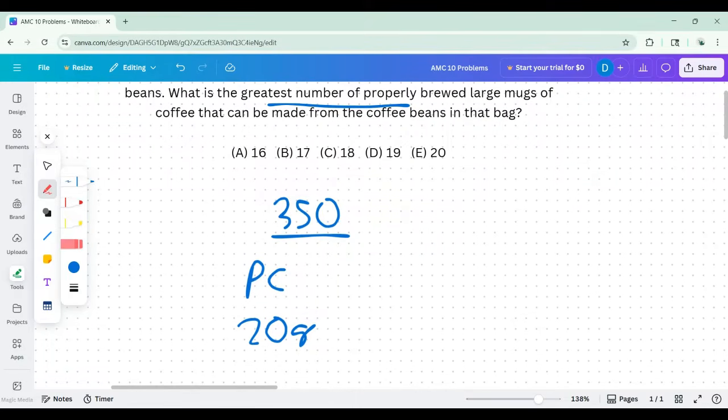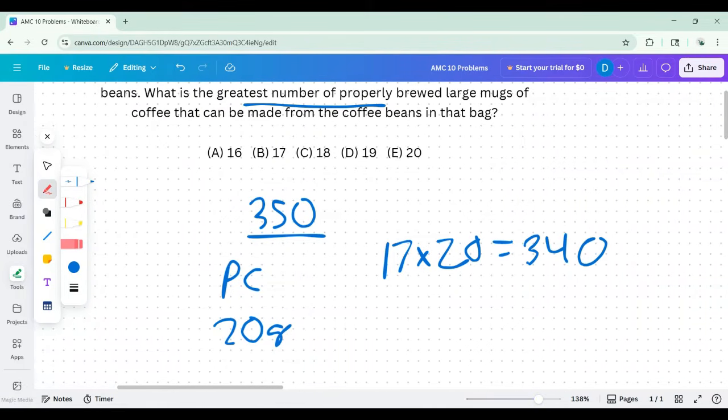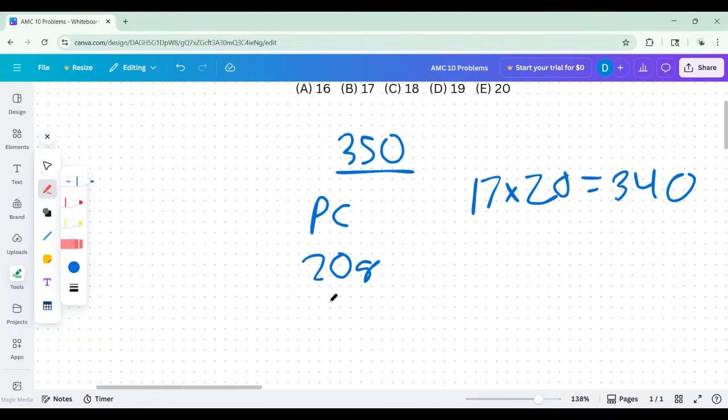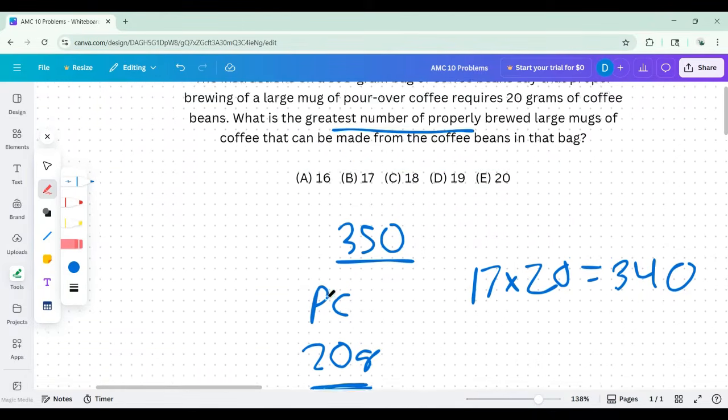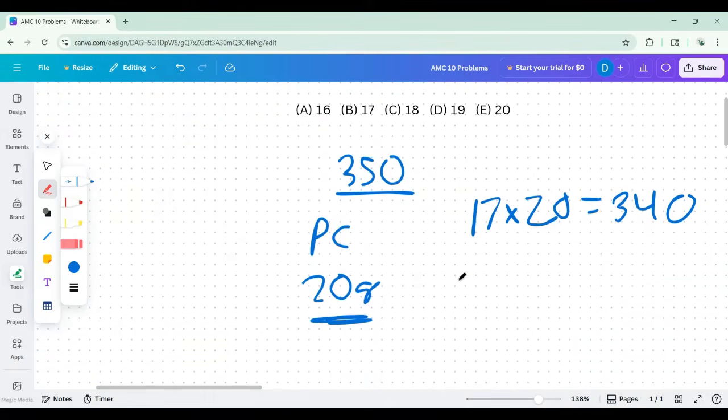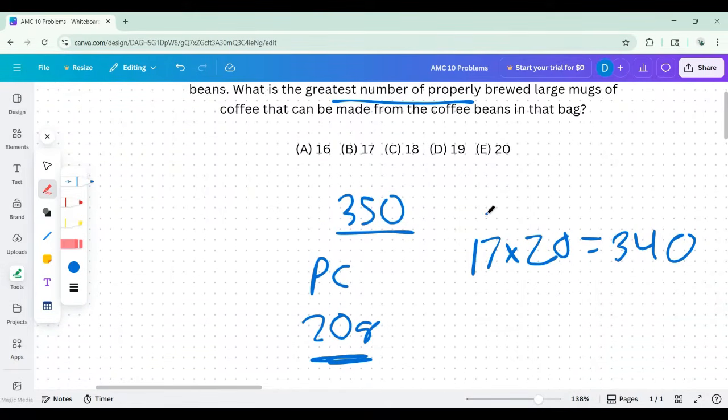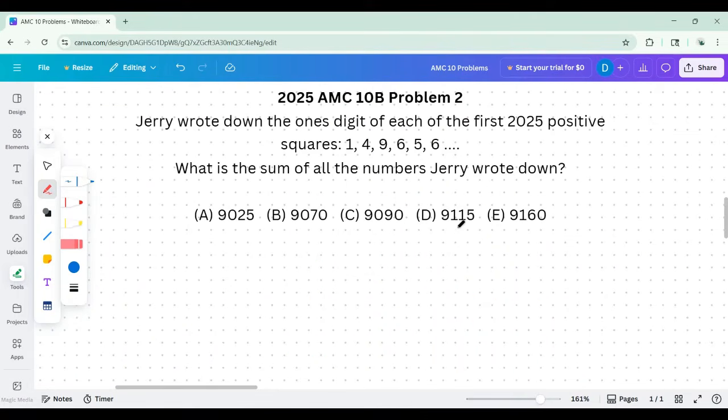So that just gives us 17 times 20 is equal to 340 grams of coffee beans used. 10 are left over because we cannot make another coffee that is properly created. So the answer to this problem is clearly 17, B. Now we're going to move on to problem 2.